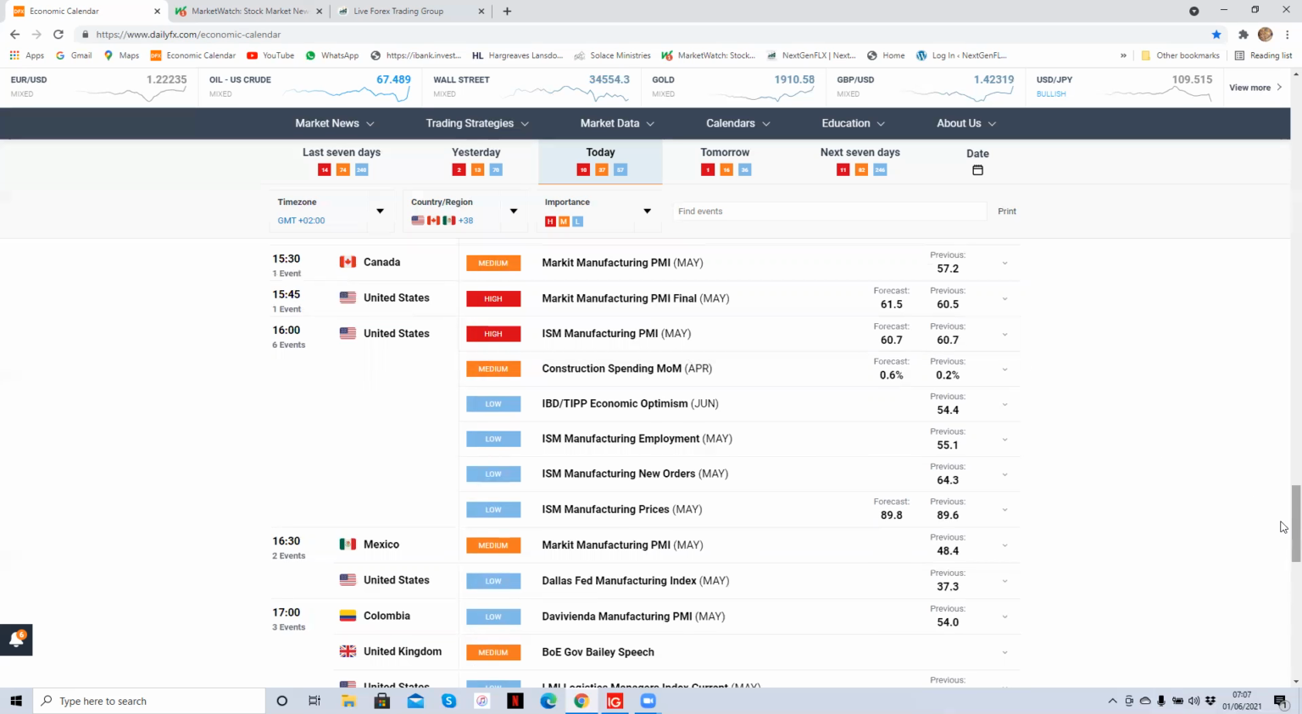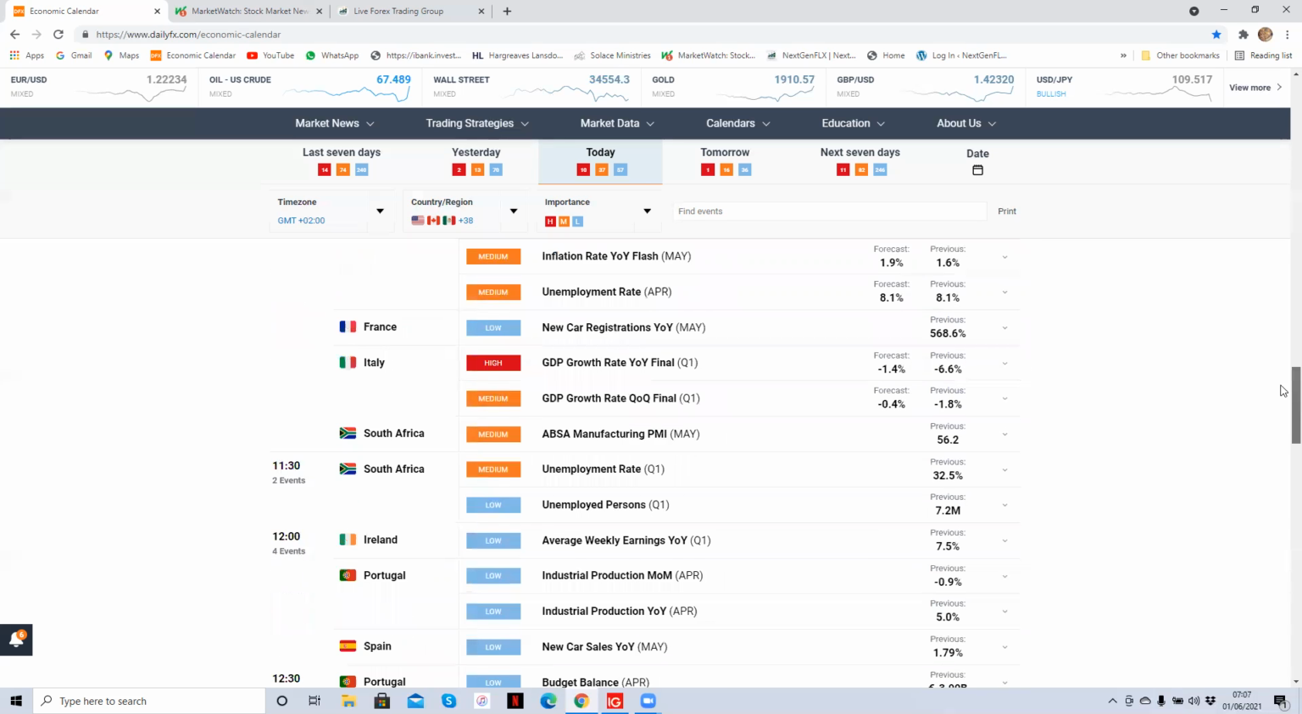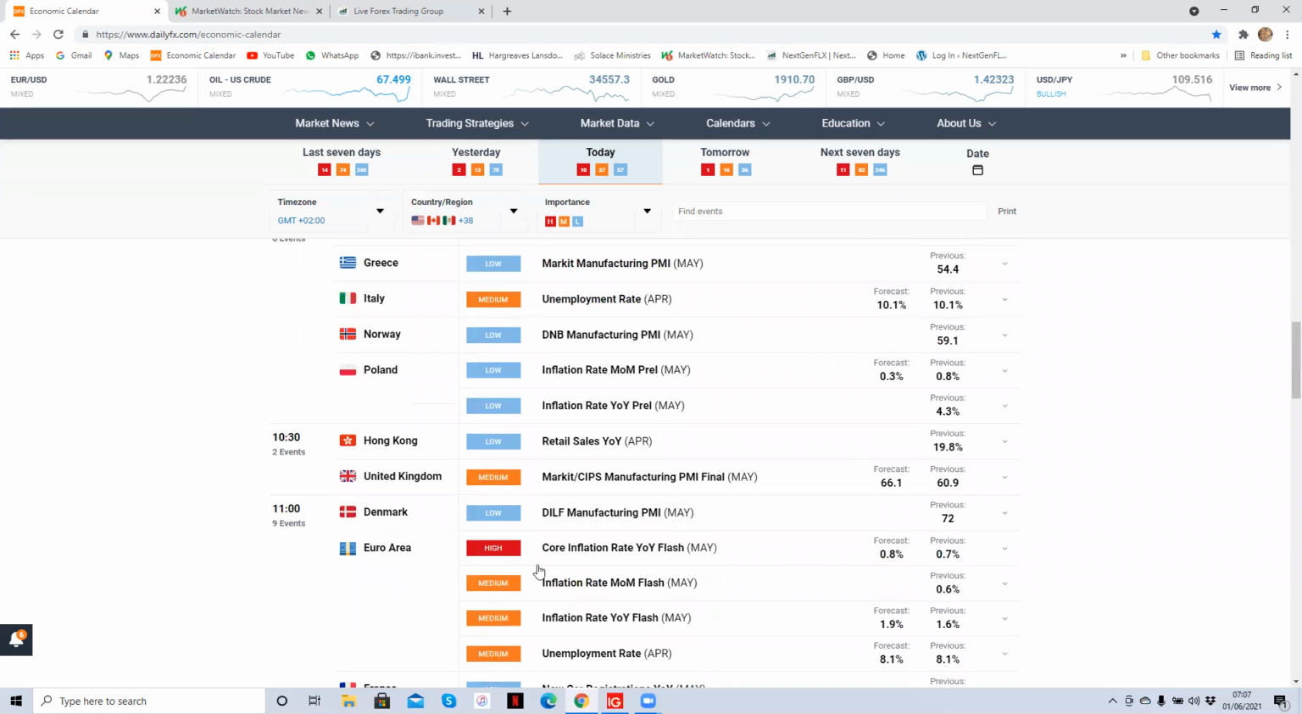But today, especially when it comes to the Euro US dollar specifically, the Germany unemployment rate at 9:55 and the Euro area core inflation rate are significantly more important than the US report coming out later. So I'll start trading the Euro US dollar at 11 o'clock this morning, GMT plus 2.